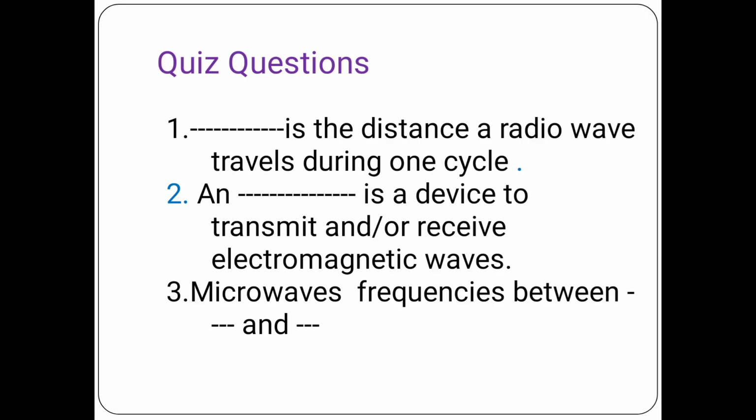Quiz questions related to the topic. Dash is the distance a radio wave travels during one cycle: wavelength. An antenna is a device to transmit or to receive electromagnetic signal. Microwave frequency is between 300 megahertz to 300 gigahertz.